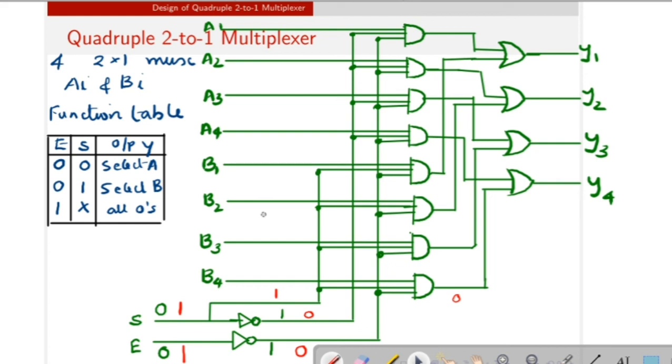So in this video, we studied what a multiplexer is, how to design a 4 to 1 multiplexer, then the multiplexer with enable input. What do we mean by a multiplexer with enable input? Then how to design a quadruple 2 to 1 multiplexer with enable input.